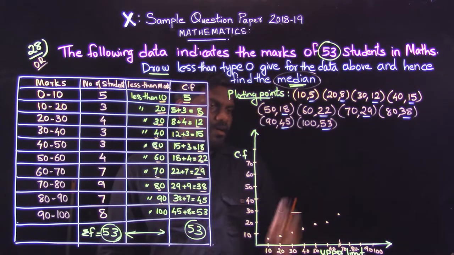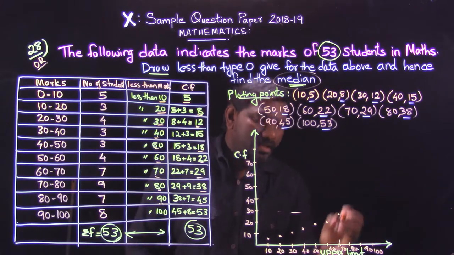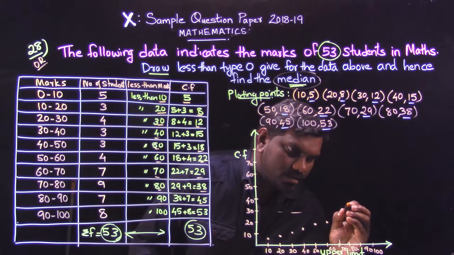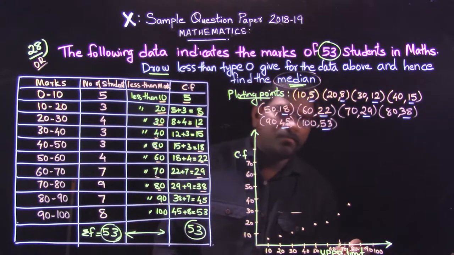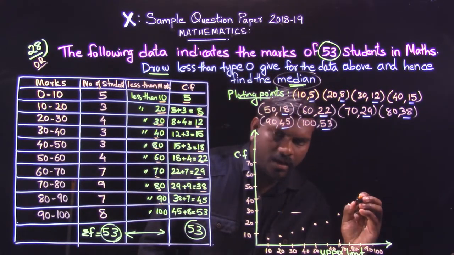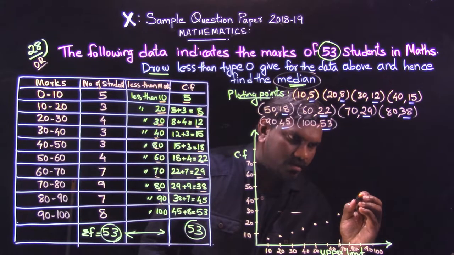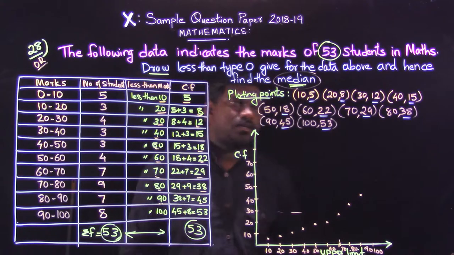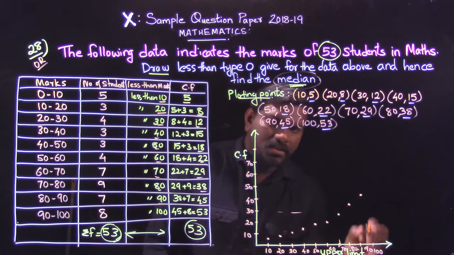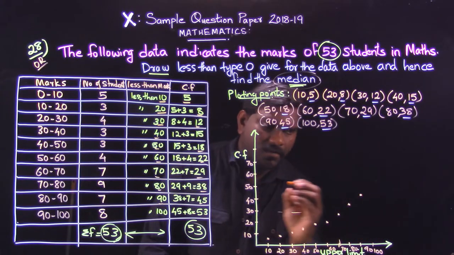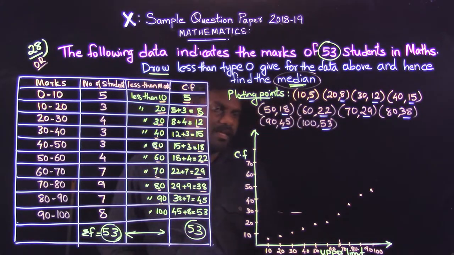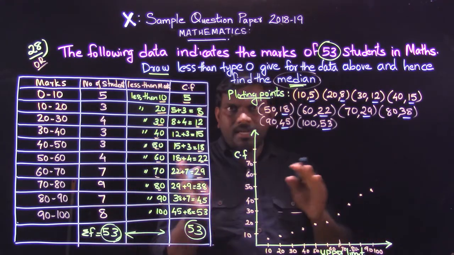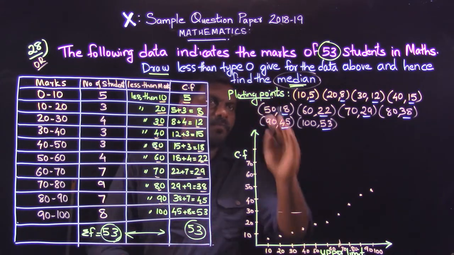Then 70, 29, so it will be almost over here. Then you have 80, 38, so 38 would be somewhere over here. Then 90, you have 45, which is somewhere over here. Then you have 100, which is 53, somewhere over here. Fine. So these are the points we have here. Make sure that you draw this in a graph and check. This is going to be very easy once you have the plotting points.